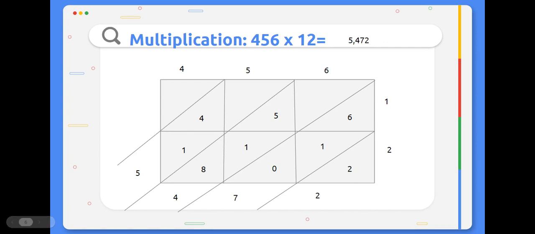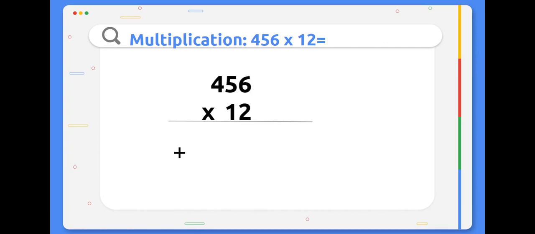5,472. Great job. All right, go ahead and try the standard model by yourself and then come back and see if you got it right. Okay, you should have started in the ones place. 2 times 6 is 12, carry the 1. 2 times 5 is 10, plus 1 is 11, carry the 1. 2 times 4 is 8, plus 1 is 9.